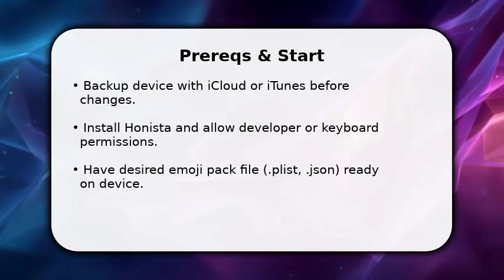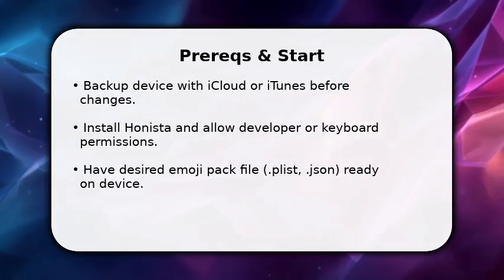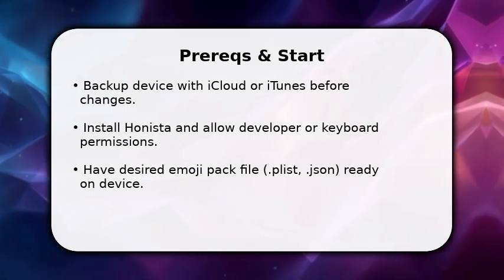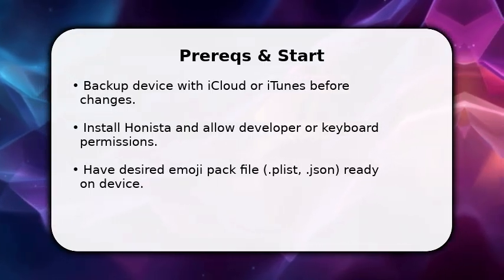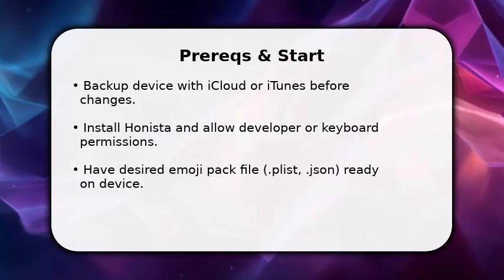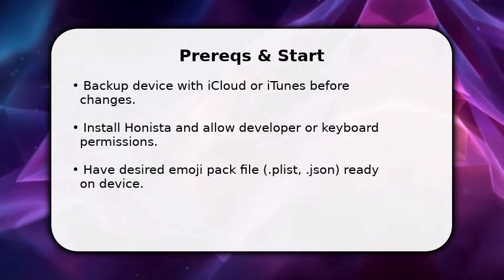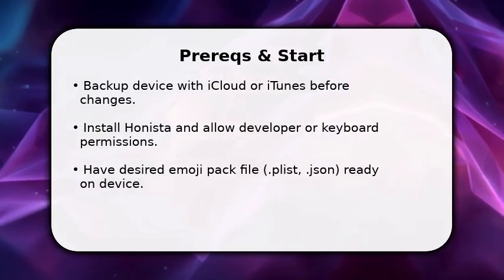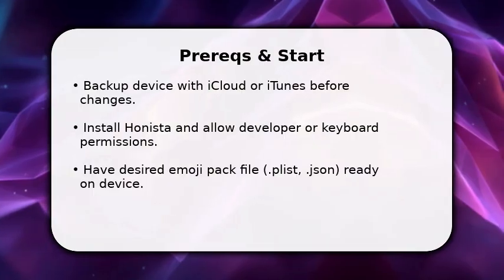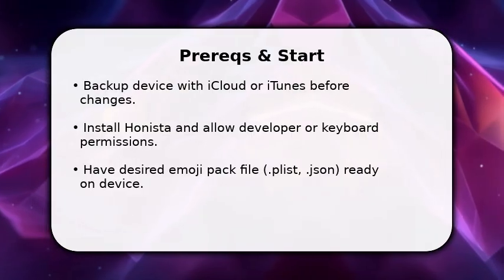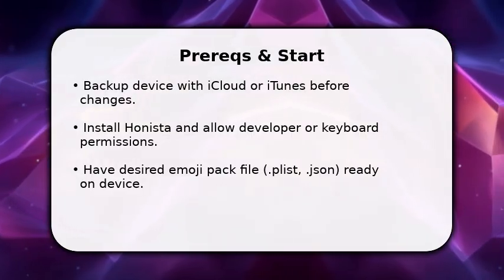You begin by preparing the essentials. Back up your iPhone now, install Honista, and grant the keyboard and developer permissions it requests. Once done, place the Emoji pack file where Honista can access it: Files app, iCloud Drive, or local storage. You need the pack in PLIST or JSON format. This is how Honista maps Unicode to new glyphs. Make sure your iOS version is supported by Honista, then open the app and move on to importing.